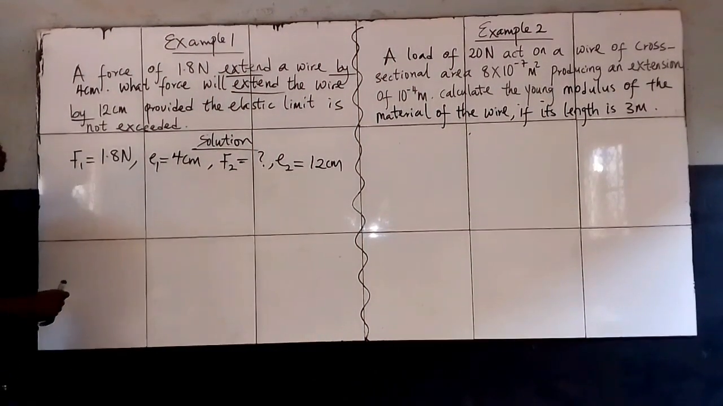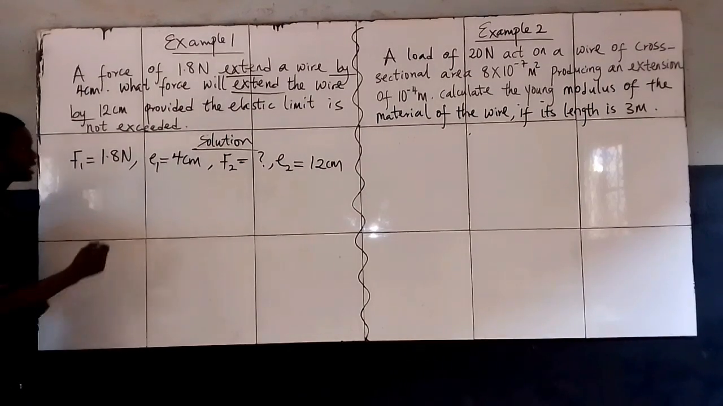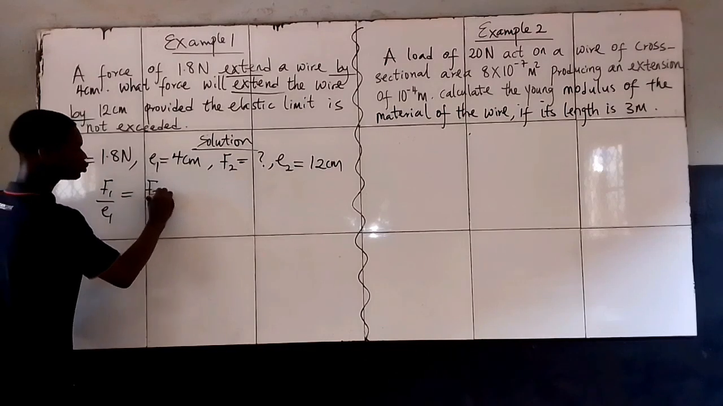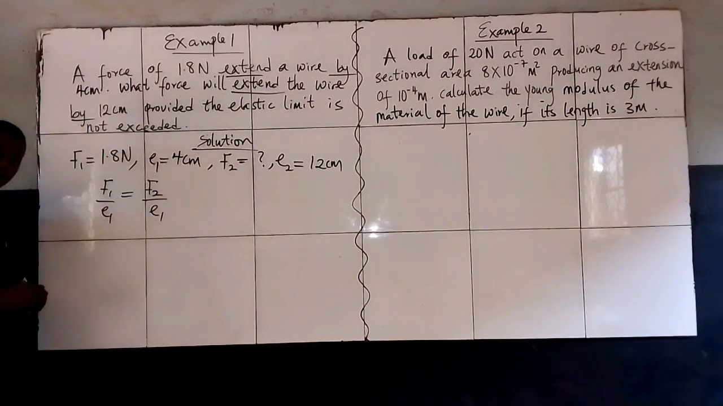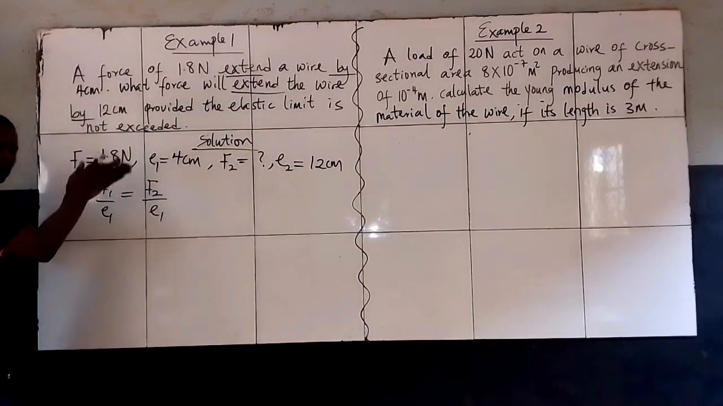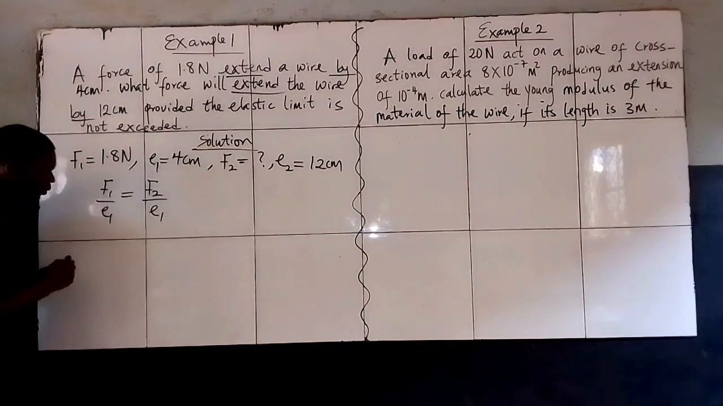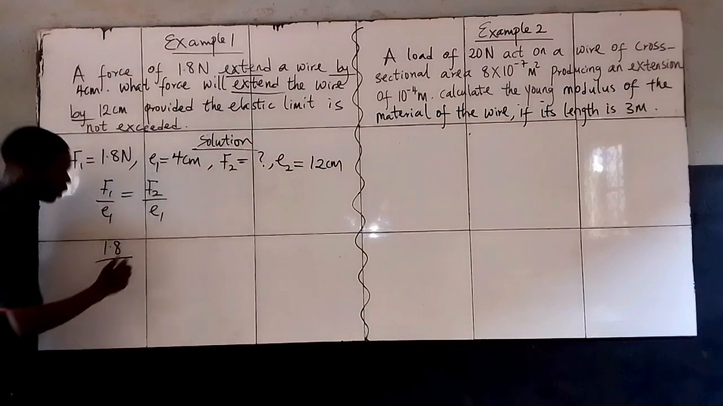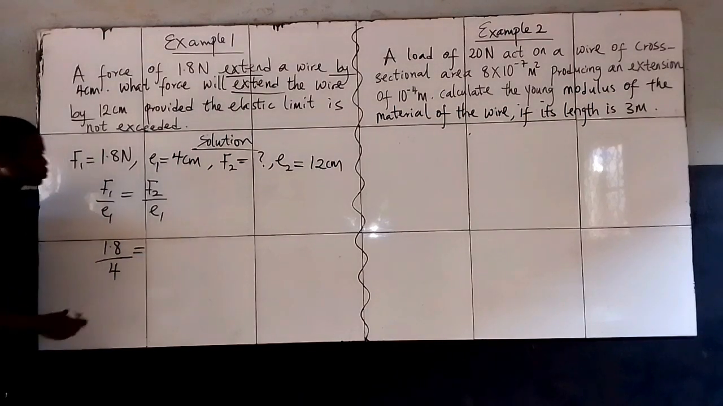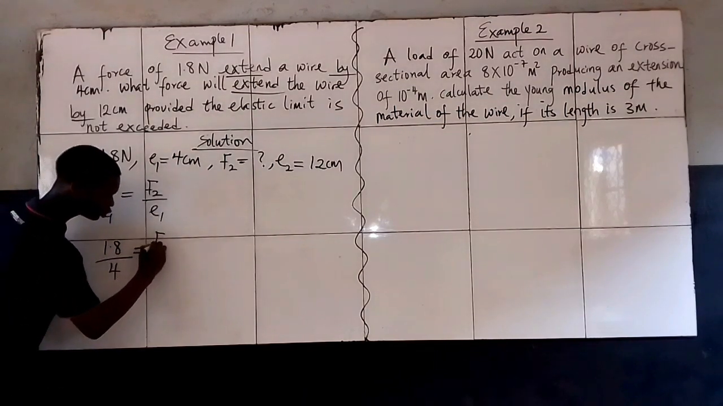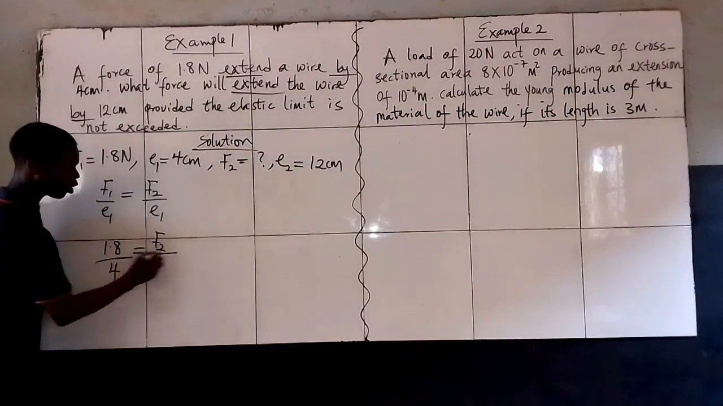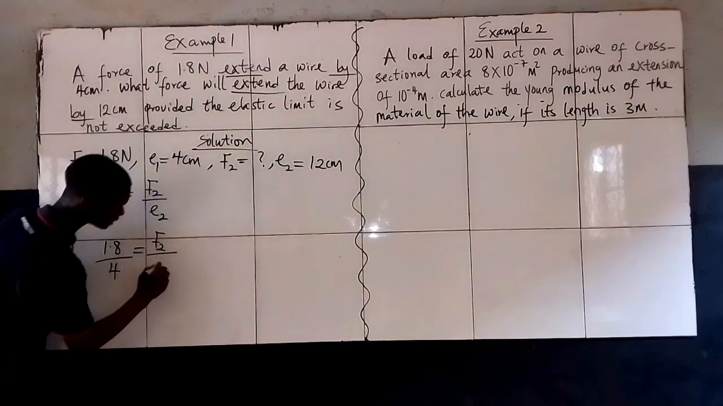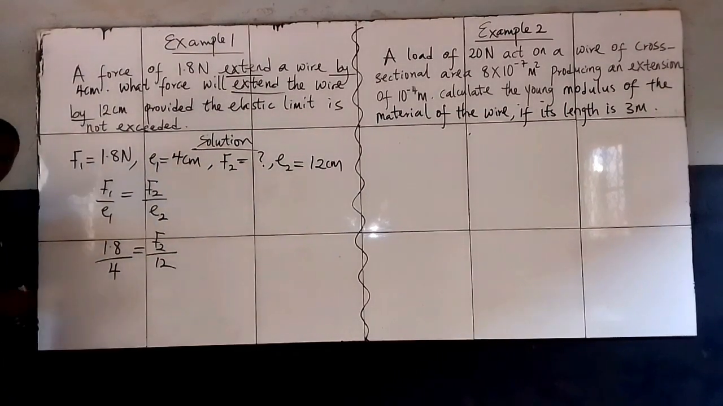Now what is the most suitable formula for this question? The answer is F1 over E1 equals F2 over E2. So now we know the formula to use. Simply input all that was given into this formula. What's our F1? 1.8 over, what's our E1? 4, equals to, what's our F2? Unknown, so you leave it as F2, all over what is our E2? The answer is 12.